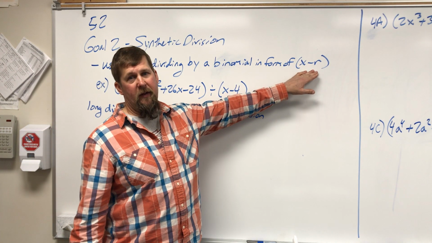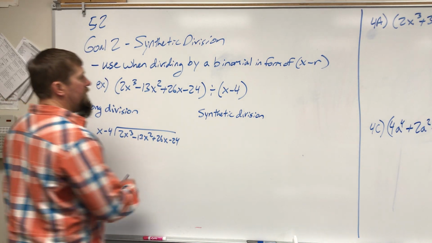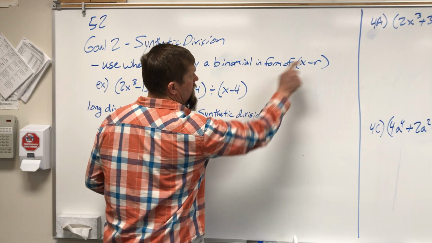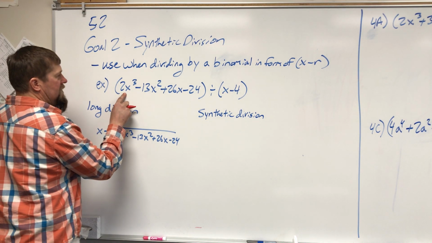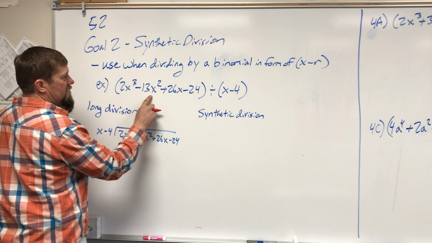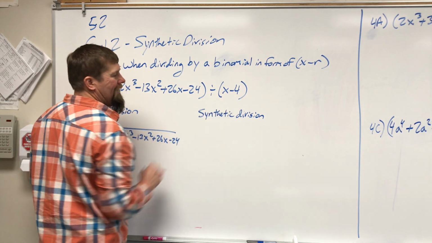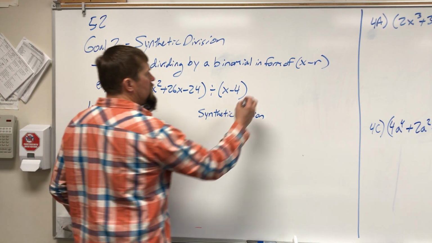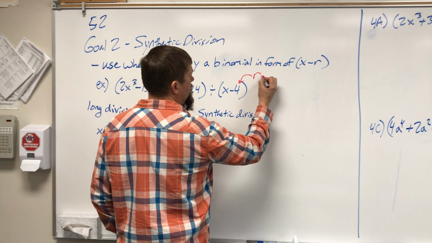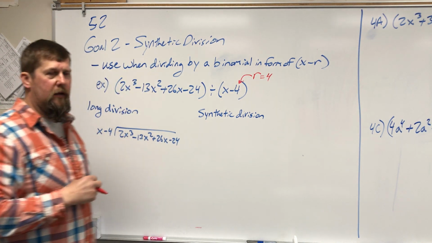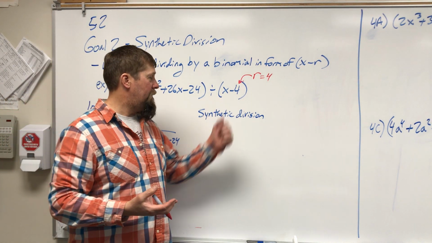Typically it's in the form of x minus r. So you're dividing by a binomial in the form of x minus r. So for example, we've got 2x cubed minus 13x squared plus 26x minus 24. We're dividing by x minus 4. So we know that r is 4. Okay, so that's the form for dividing by a binomial.